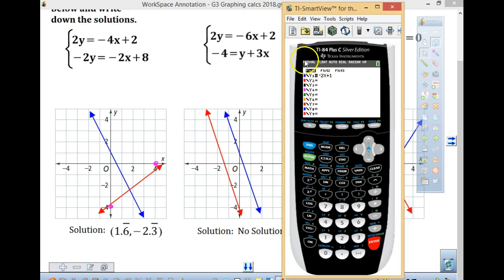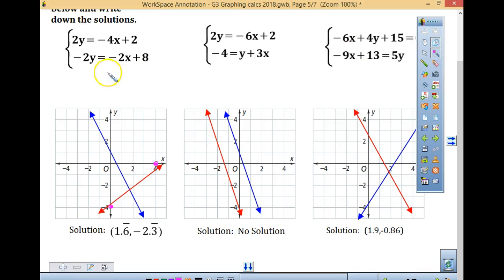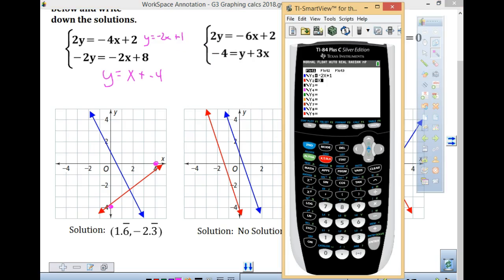And then I go to my second equation. And this one we said was going to be y equals x. So you don't put the y equals, you just type the x. And then we said this one was y equaled x plus -4. This one was y equaled -2x plus 1. So those are the two equations I'm putting in. And I just want to show you how you're going to get the same answer using the graphing calculator. So -4.